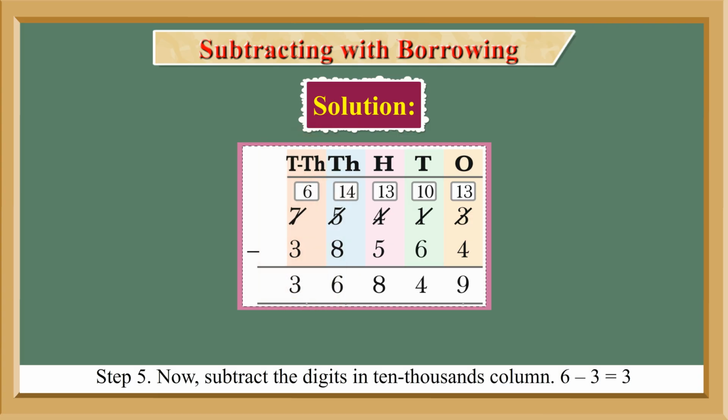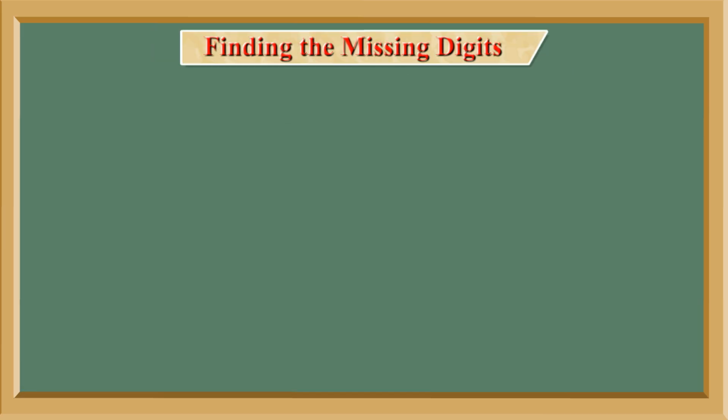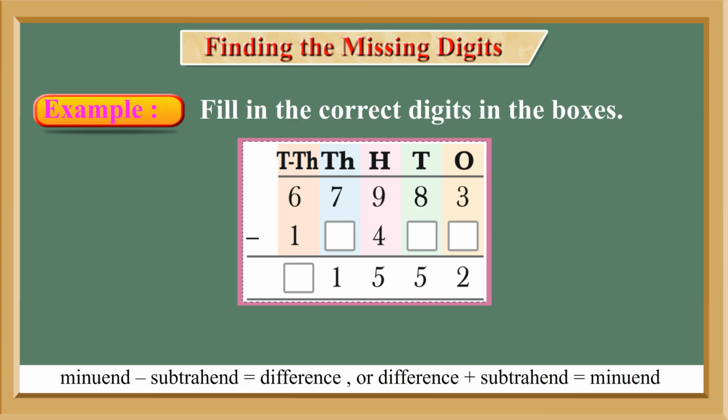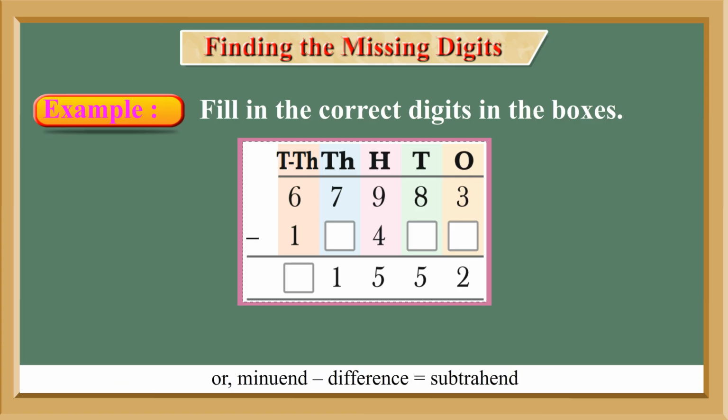Step 5. Now subtract the digits in ten thousands column. 6 minus 3 is equal to 3. Finding the missing digits. Example 1. Fill in the correct digits in the boxes. Working rule. Minuend minus subtrahend is equal to difference, or difference plus subtrahend is equal to minuend, or minuend minus difference is equal to subtrahend.